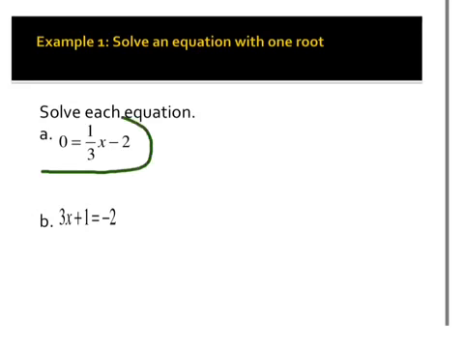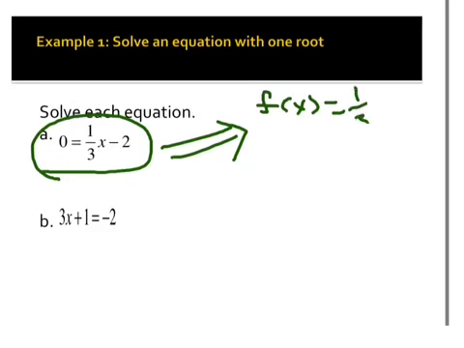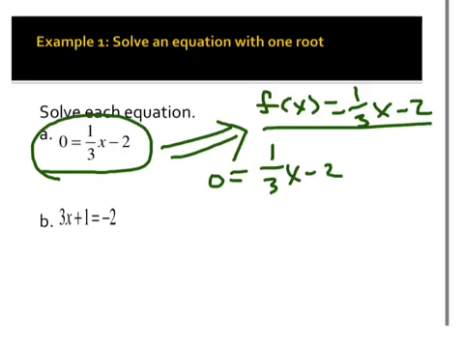If you notice, part A is set equal to 0. So when we solve for x, we are finding a zero of the related function f of x equals 1/3 x minus 2. I'm just going to say that for now, and then we'll look at how that relates when we look at the next equation. So as I look at this one, I'm going to solve like I would any other equation. I've got 0 equals 1/3 x minus 2. As we like to have constants on one side and x terms on the other, I'm going to add 2 to both sides.